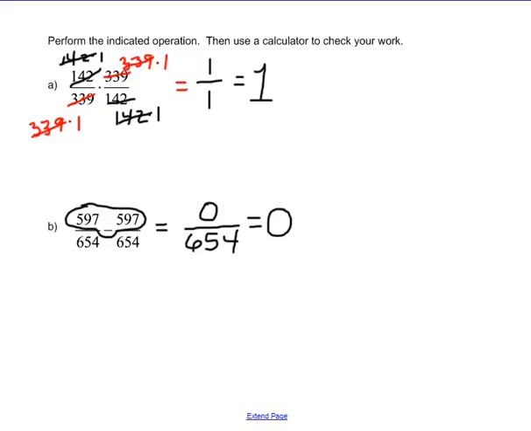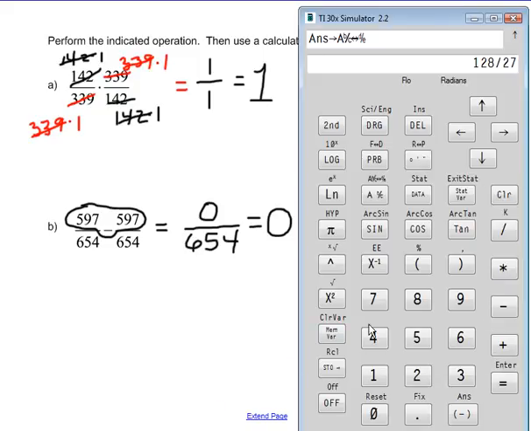Let's just do a quick check on our calculator. So our first problem, remember, we had 142 over 339, using the fraction key. That's being multiplied by the same fraction, or by its reciprocal, 339, and then the fraction key, 142 for the denominator. And when we press enter, sure enough, there's that 1 we were expecting.